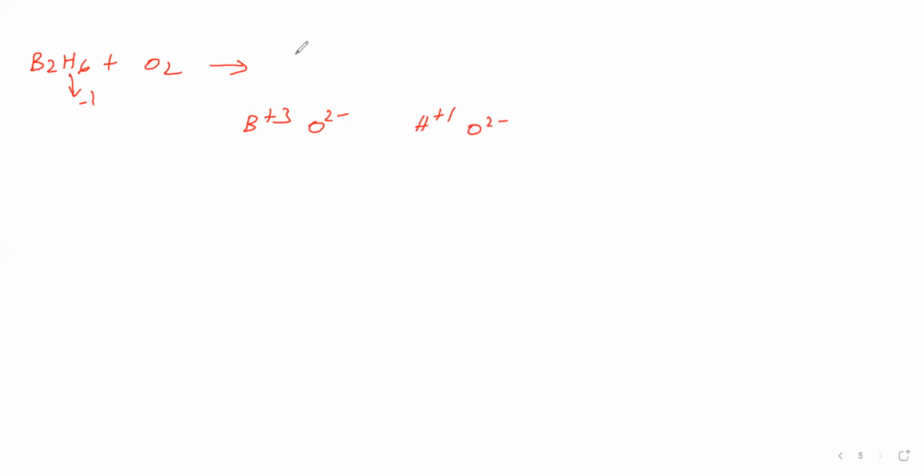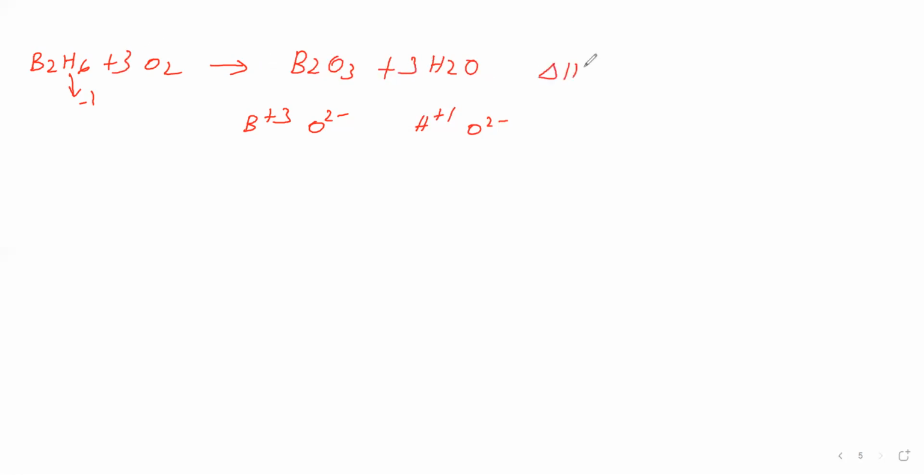Here, cross multiply, we will get B2O3. Here, cross multiply, we will get water. So this oxygen undergoes reduction and becomes O2 minus. This hydrogen undergoes oxidation and becomes H plus. We are getting B2O3 and water. Let us balance the equation like this.